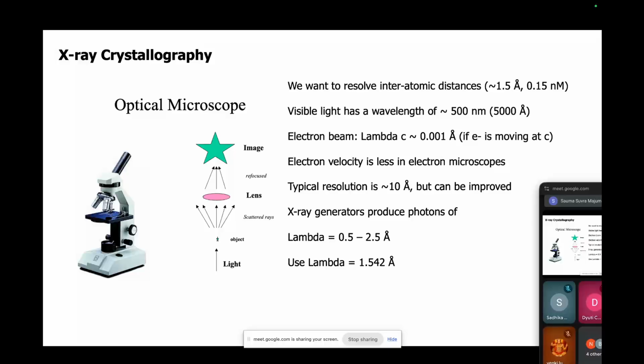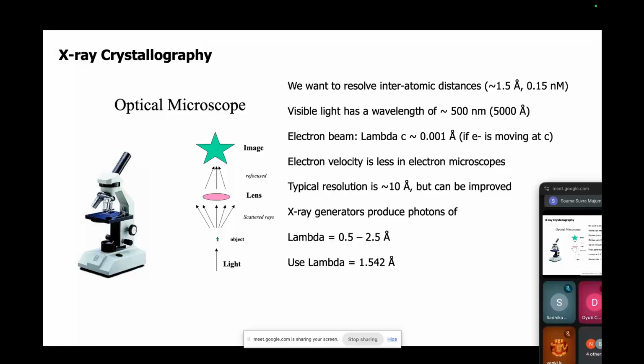So again, electron microscopes, I think in some cases you can use the electron beam from electron microscopes as well, but there are specialized machines which can generate these sets of waves, right?